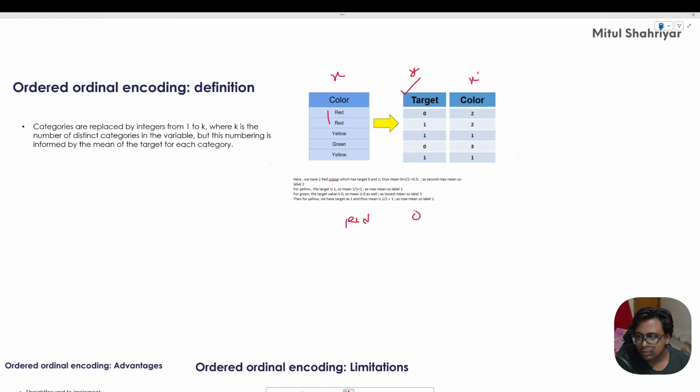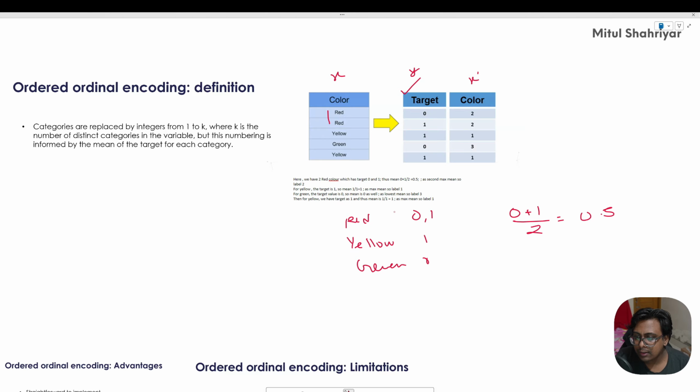Red has 0 and 1, okay. For yellow it's 1 and 1, okay, only one. For green, okay, it's 0, no problem. So that's great. So if we have 0 and 1, if you sum them and divide them by 2, because we have two unique values as a whole, that's why it becomes 0.5. Okay, good, no issues.